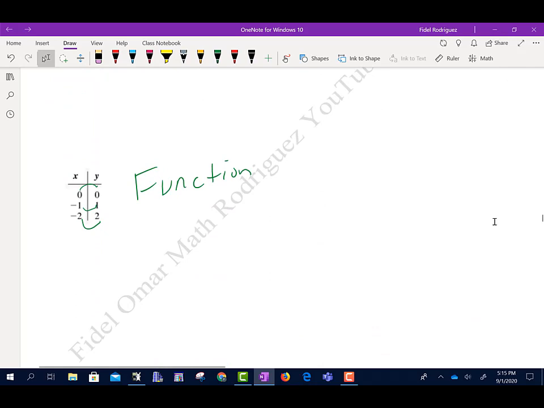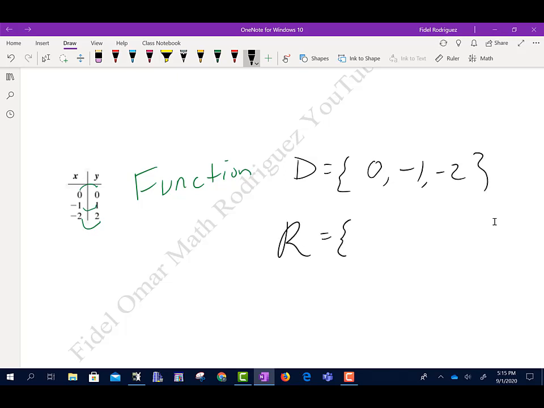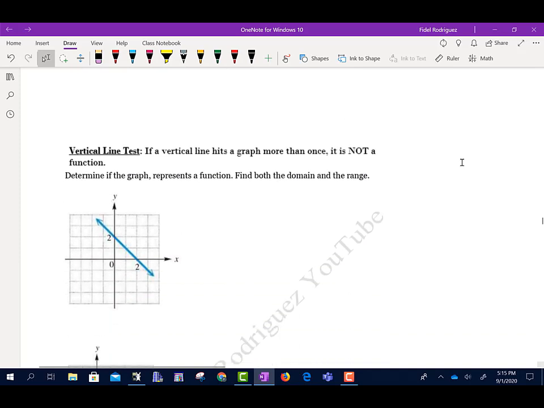Okay. My domain here are the numbers 0, -1, -2. And my range are the numbers 0, +1, +2. Okay, that's not a 3, that's a little squiggly. I don't know what you think, sir. Why'd you put a 3? I didn't. Okay. All right.